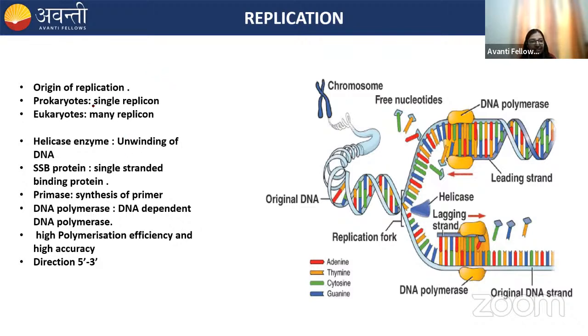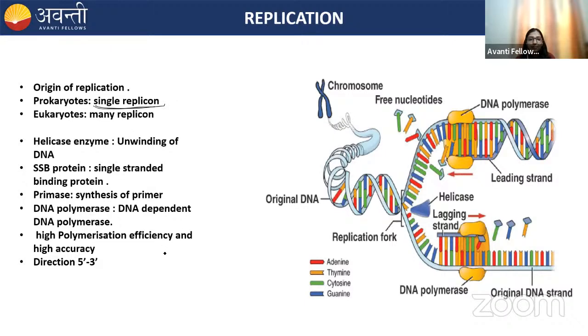Prokaryotes have a single replicon, and we also call it a circular replicon, because the DNA in prokaryotes is circular closed DNA. Whereas eukaryotes have multiple replicons. They are multi-repliconic, and they have linear replicons because eukaryotes have linear DNA.